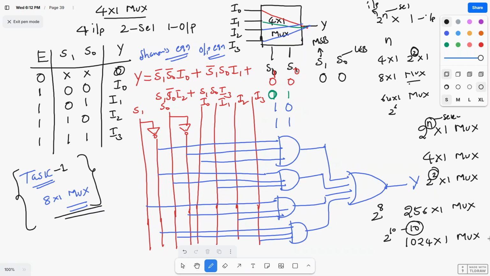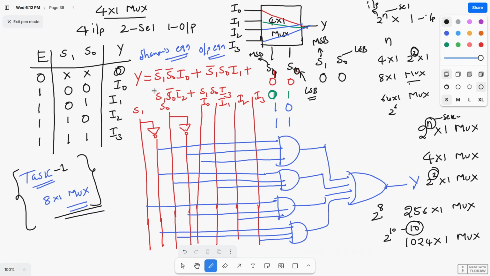Sir. Yeah, tell me. You have written 4x1 multiplexer. Is the first one S1 or S0, sir? Actually this is S1 and this is S0. Remember this S0 will be LSB, least significant bit, and S1 will be MSB. Based on that only I am writing.